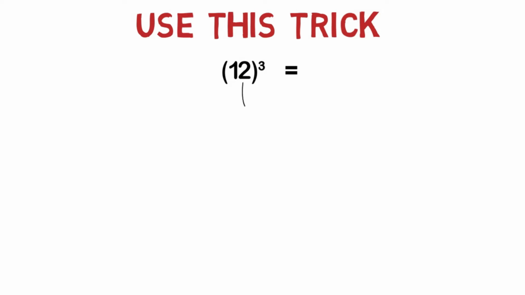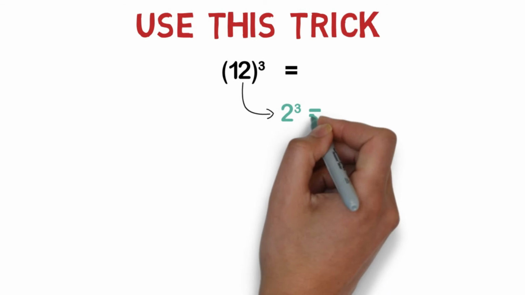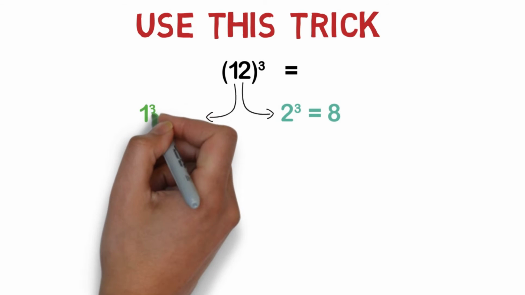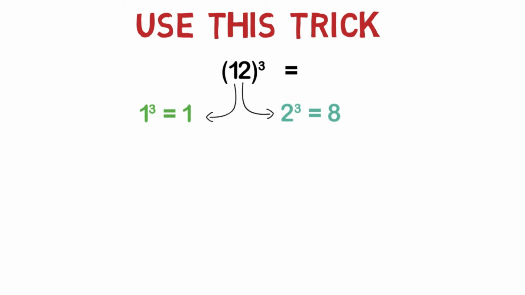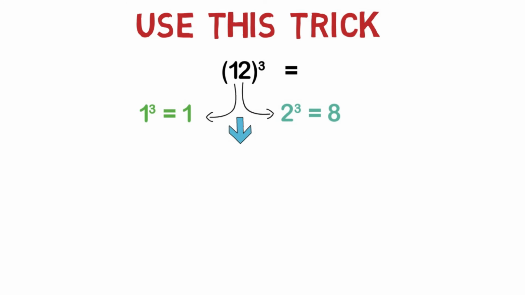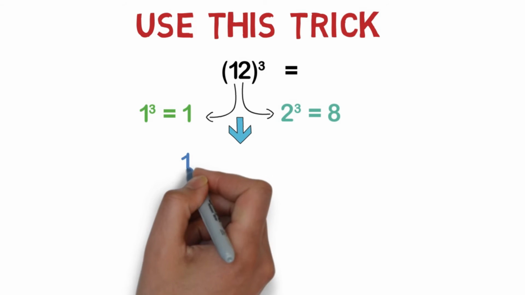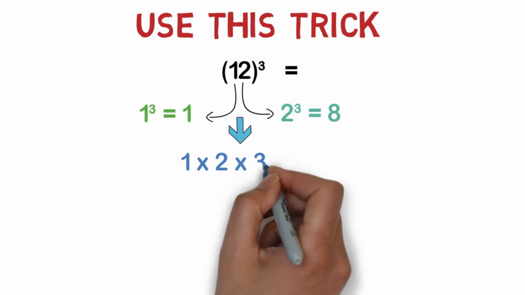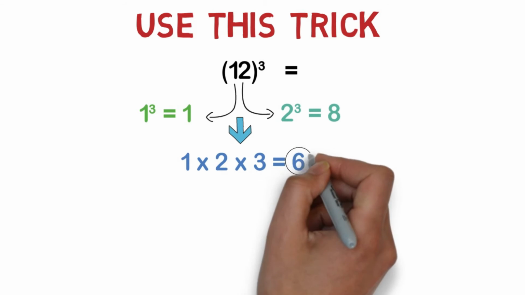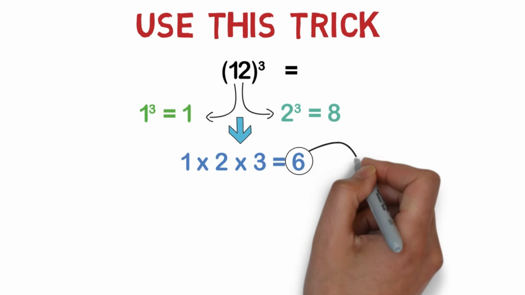12 cube, we start from the right. 2 cube equals 8. 1 cube equals 1. Then the product of the middle part, which is the original number, 12. And don't forget our cube number. So we have 1 times 2 times 3 equals 6. Then we use the 6 to multiply our original number, which is the 12, like this.